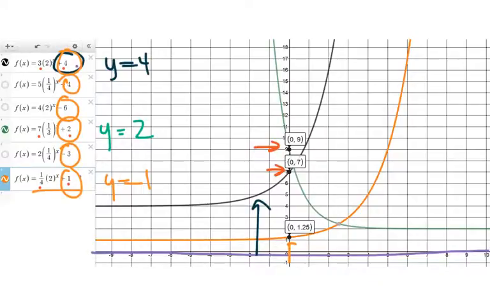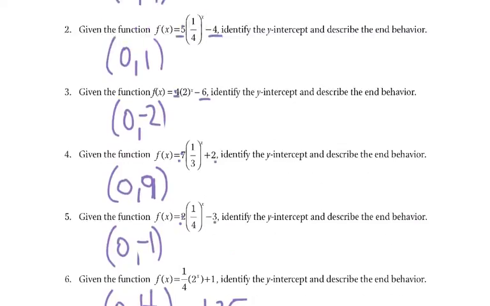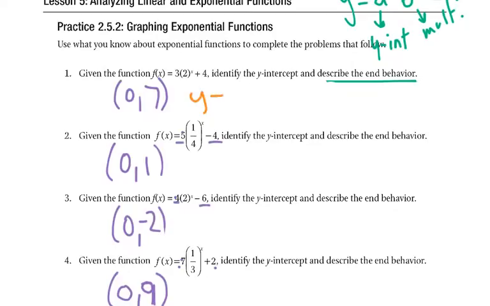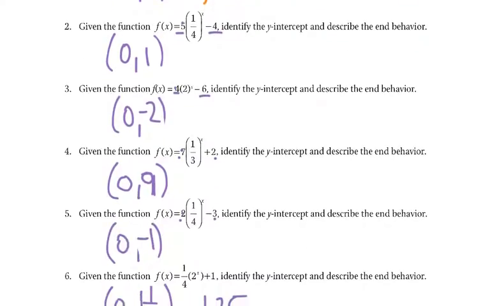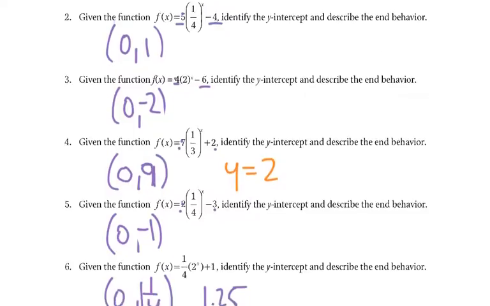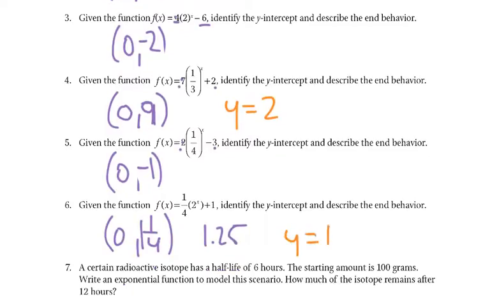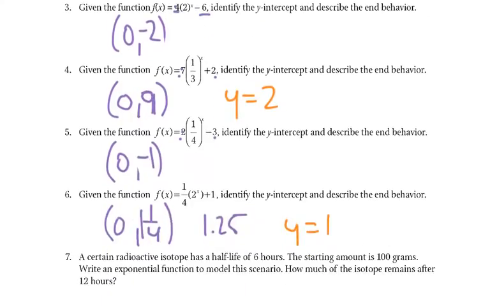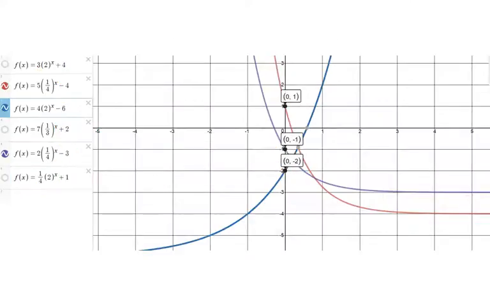So for this one, y would equal 4. That's our end behavior. Then y equals 2. Then y equals 1 for our asymptotes. We got that? Now let's see if it works for the negatives. Does it work the same way?